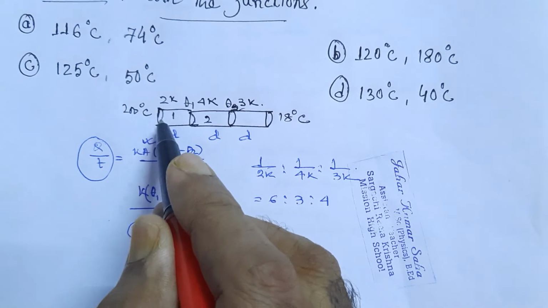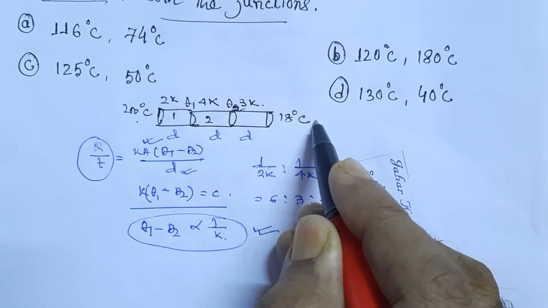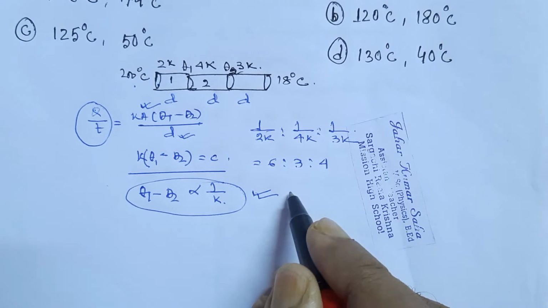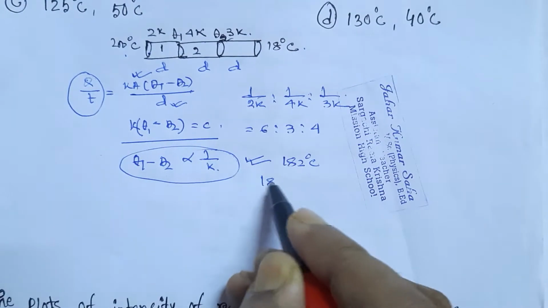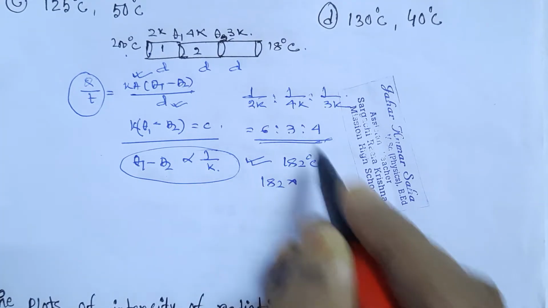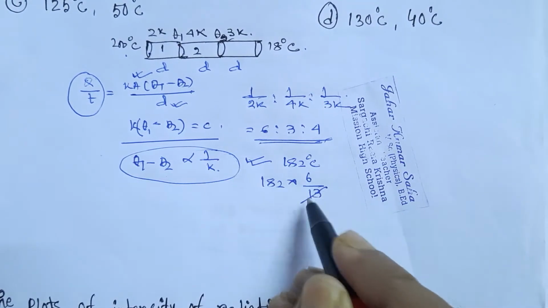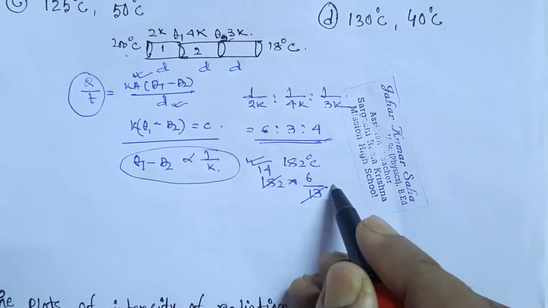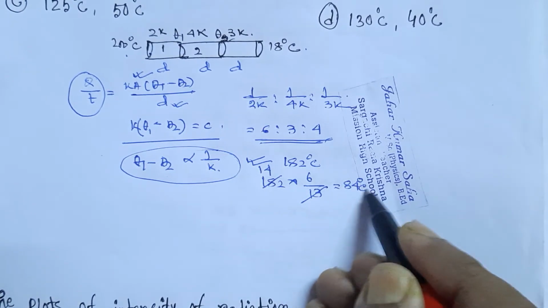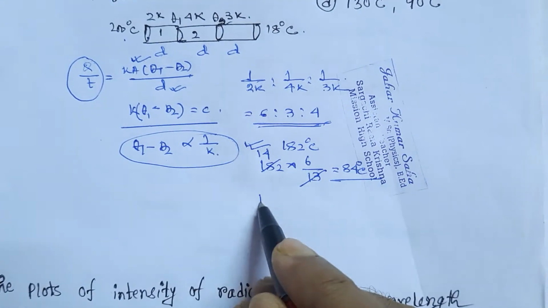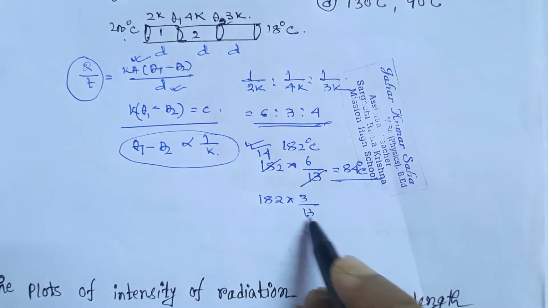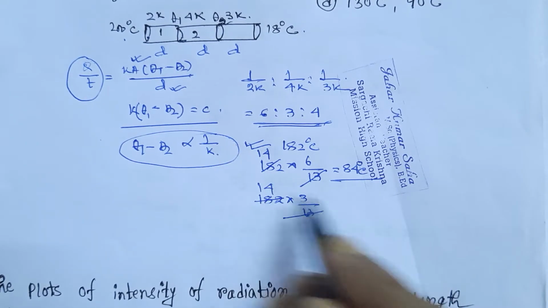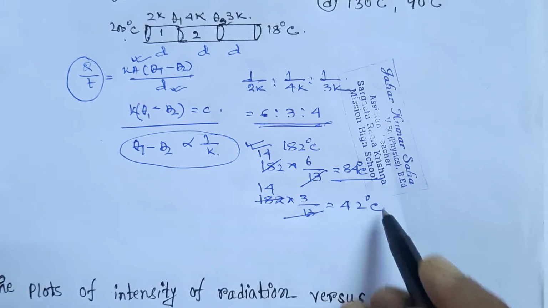Then the total temperature difference in the system is 200 degrees centigrade minus 18 degrees centigrade. So the total temperature difference is 182 degrees centigrade. That of the first rod is 182 into 6 over 13. 14 into 6 is 84, so the temperature difference of the first rod is 84 degrees centigrade. That of the second rod is 182 into 3 by 13, that is 14 into 3, that is 42 degrees centigrade.